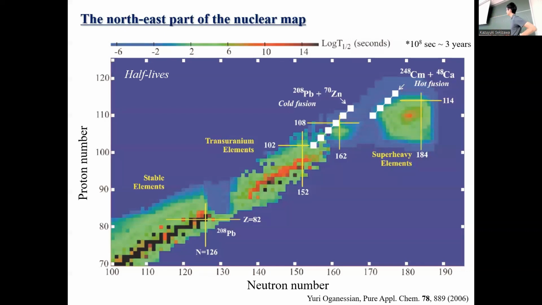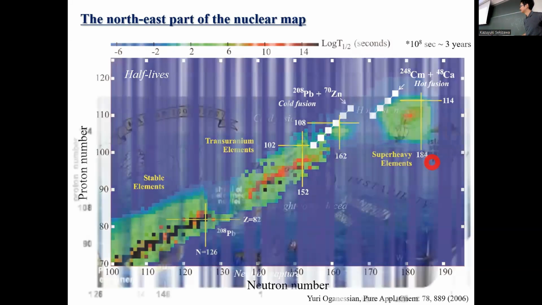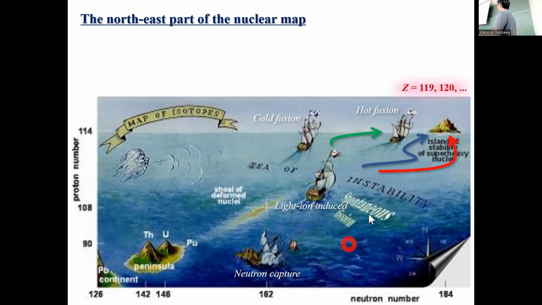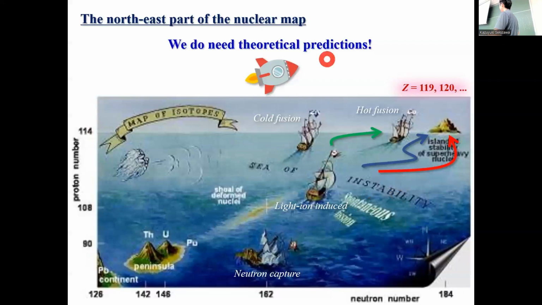But we have so far not been able to produce nuclei at the island of stability. But we are trying to reach this region. And this cartoon depicts the situation. Here is the island of stability, and this is the sea of instability, and we have several reaction mechanisms. But to go beyond oganesson and to reach the island of stability, of course, we do need theoretical predictions.